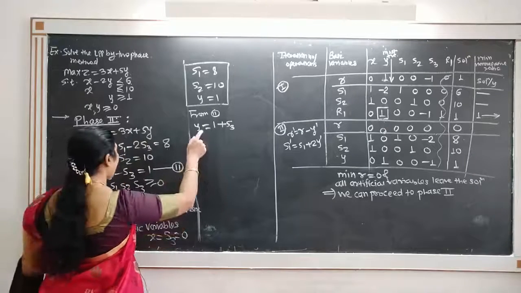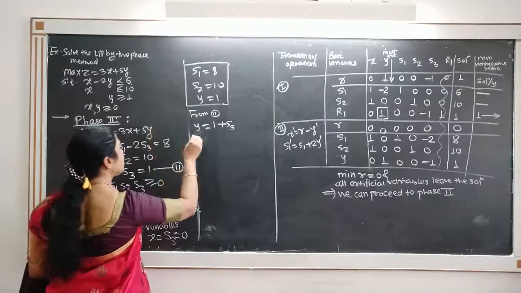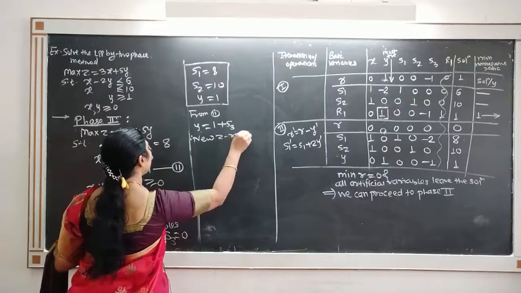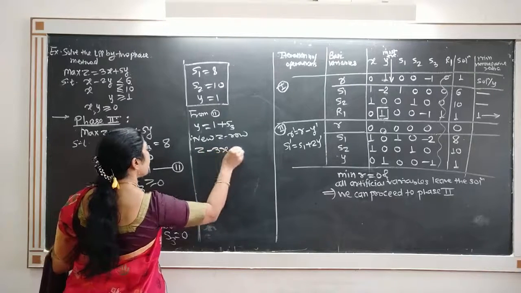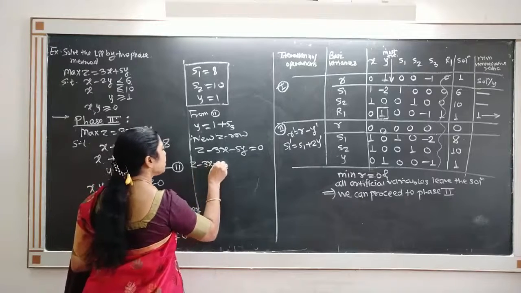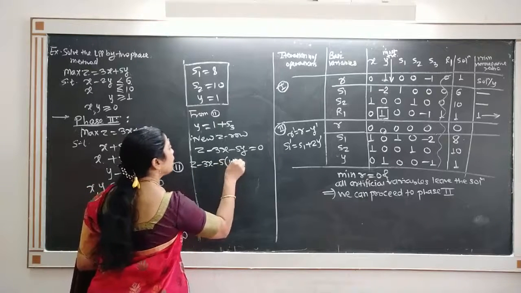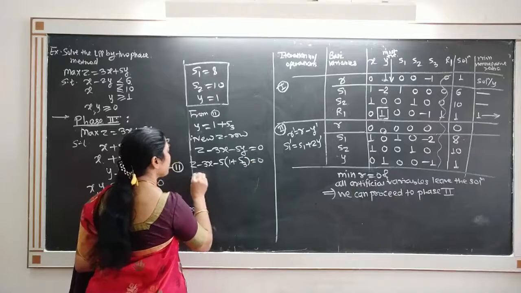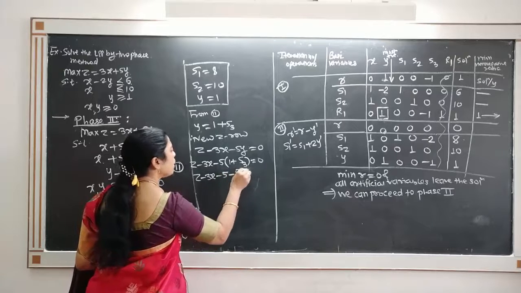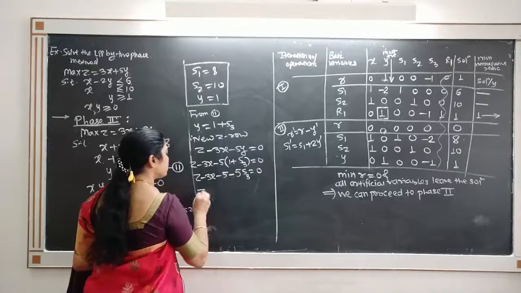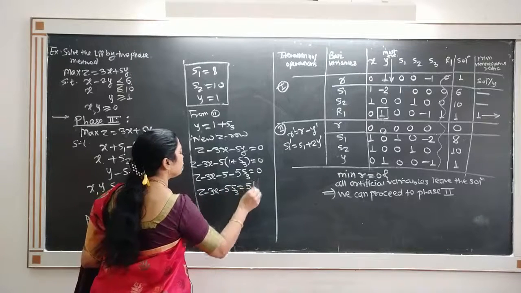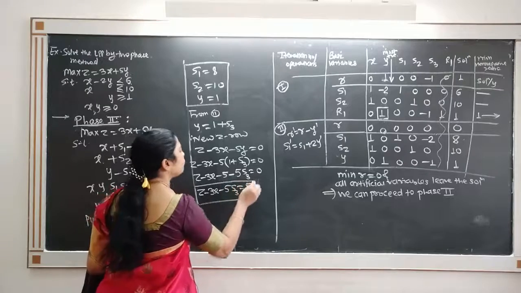So find the value of y: y is equal to 1 plus s3. So put it in the new z row. What is the new objective function? The z row is z minus 3x minus 5y equal to 0. That is z minus 3x minus 5 into bracket 1 plus s3 equal to 0. So z minus 3x minus 5 minus 5s3 equal to 0. So z minus 3x minus 5s3 equal to 5. So this is the new objective function.